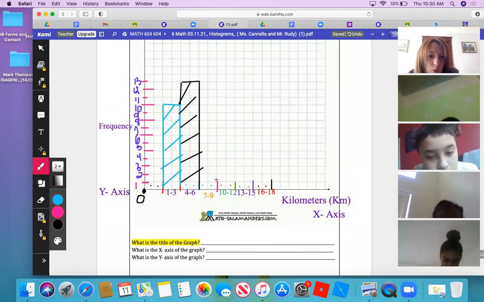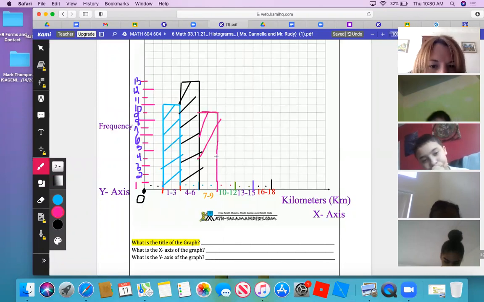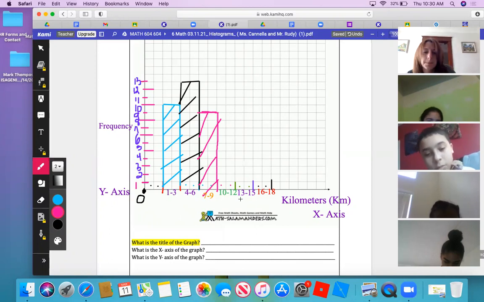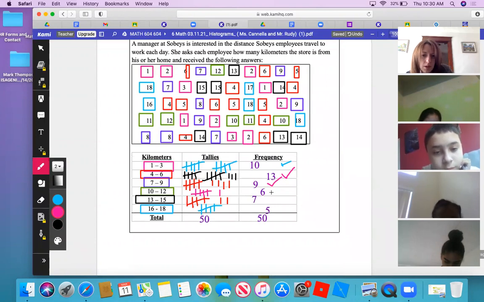How many times does that show up? 9. So what do I do? 7 to 9. I have to go up to the number 9, which would be right about here. Something like that, right? I'm sorry, the line's a little crooked, but you guys get the drift, right? Everyone see that? David, how many times does 10 through 12 show up? We're on this one. And what number is that? 6.